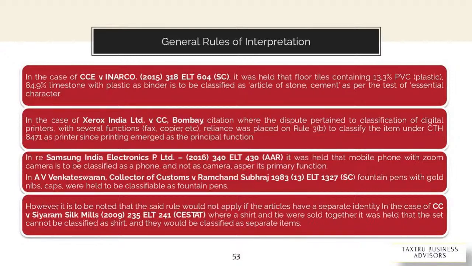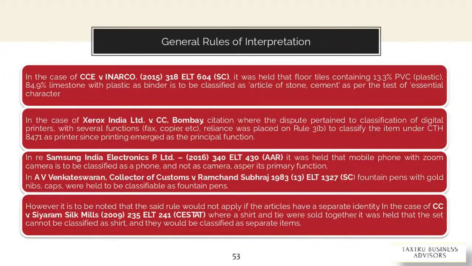Similarly, in case of Xerox India, there was a dispute pertaining to the classification of a digital printer, which has several functions like fax, copier, etc. Reliance was placed again on 3B, essential character, that what they are used for. So to classify the item under digital printer, laser printer, what is the essential function for that particular item? The printing function. So it will be classified under printer.